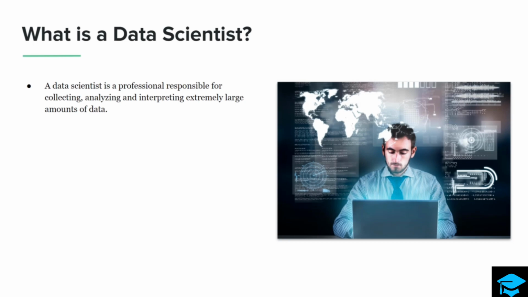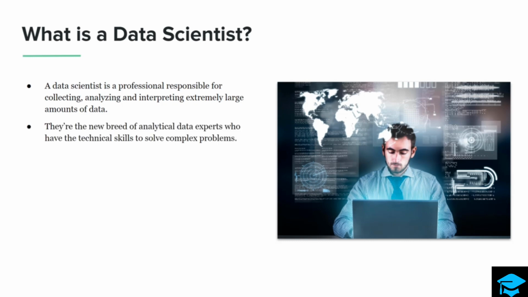So a data scientist is a professional that is responsible for collecting, analyzing, and interpreting extremely large amounts of data. We went over the definition of a data scientist, but like I mentioned, in this video we're going to dig a little deeper and go more in depth as to what exactly a data scientist is, what they do, and what they're able to accomplish. They're a new breed of analytical data experts who have the technical skills to solve complex problems.